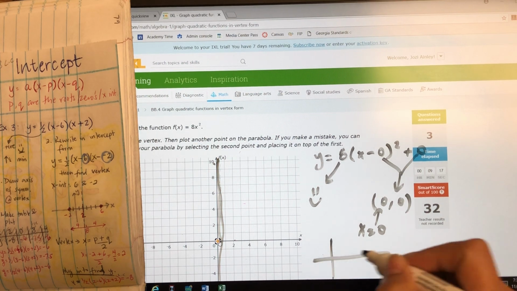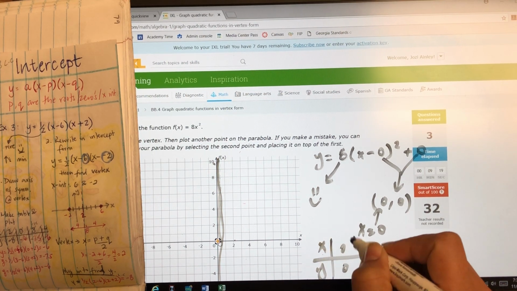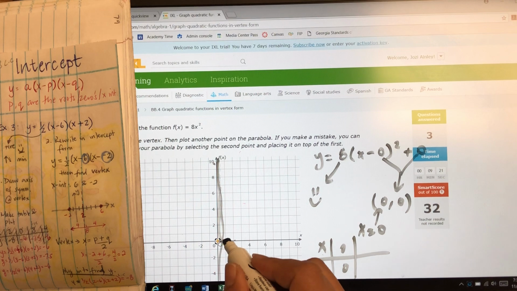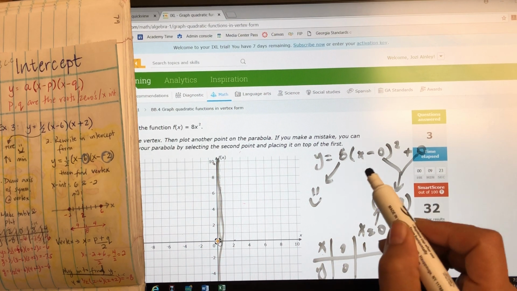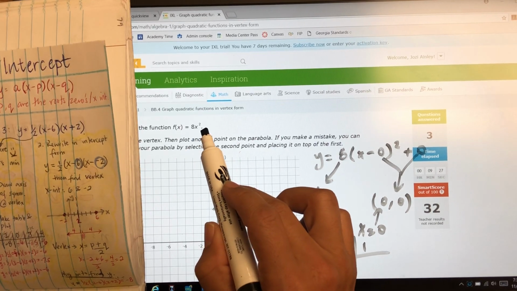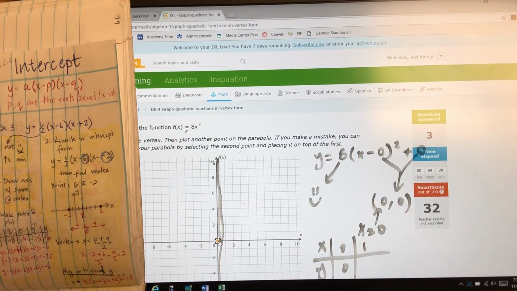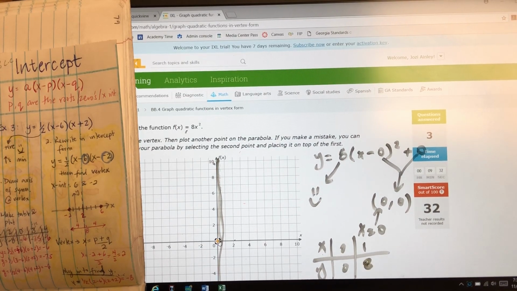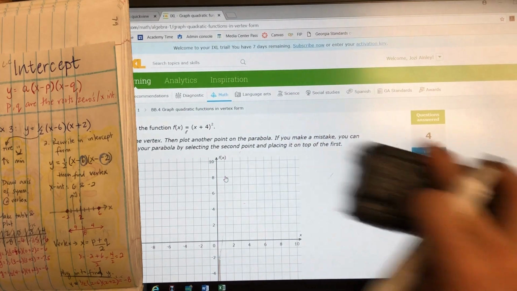And then I make my table, x, y. I already have 0, 0. And then I'm just going to pick one number. So I'm going to pick 1. And then plug 1 back into the equation. So 1 squared is 1 times 8 is 8. So I'm going to graph 1 and 8. Bam. All right, good. They started changing it.